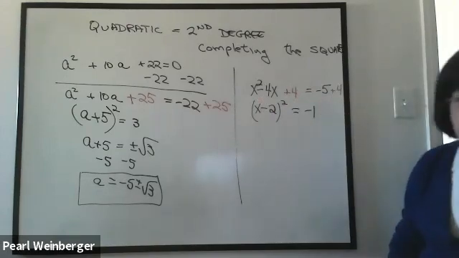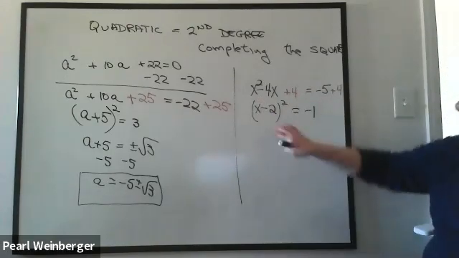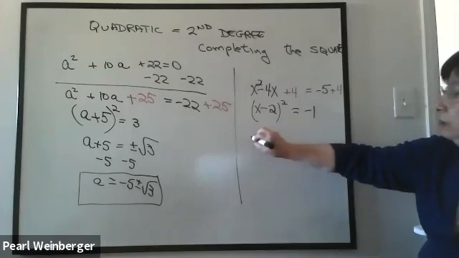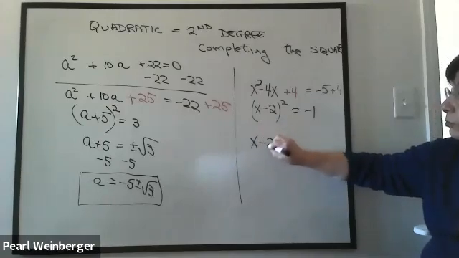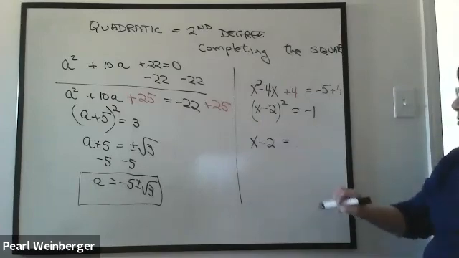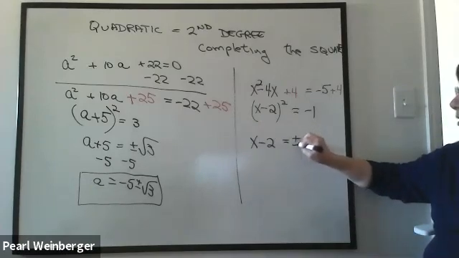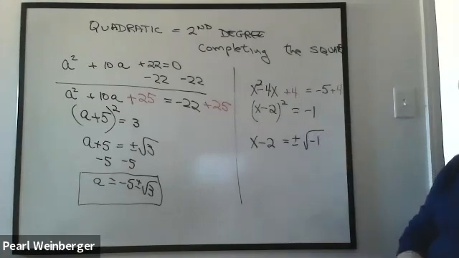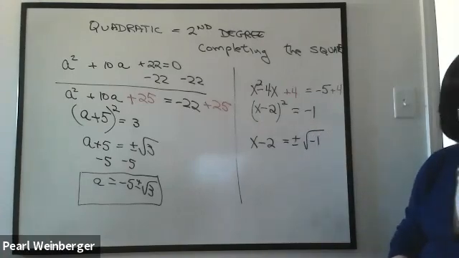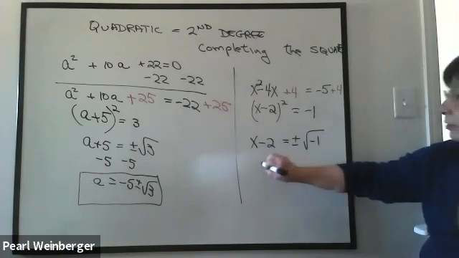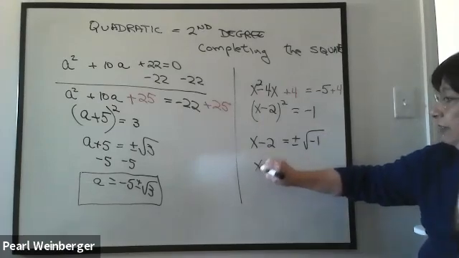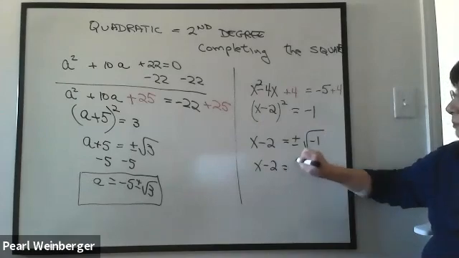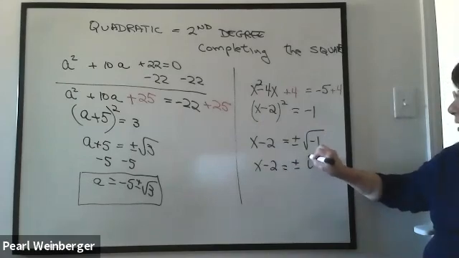And now I go to my square root method. The square root of x minus 2 squared is just x minus 2. And on the other side, we do plus or minus the square root of negative 1. Oh, the square root of negative 1, I know what that is. That's i. So that means that x minus 2 equals plus or minus i.